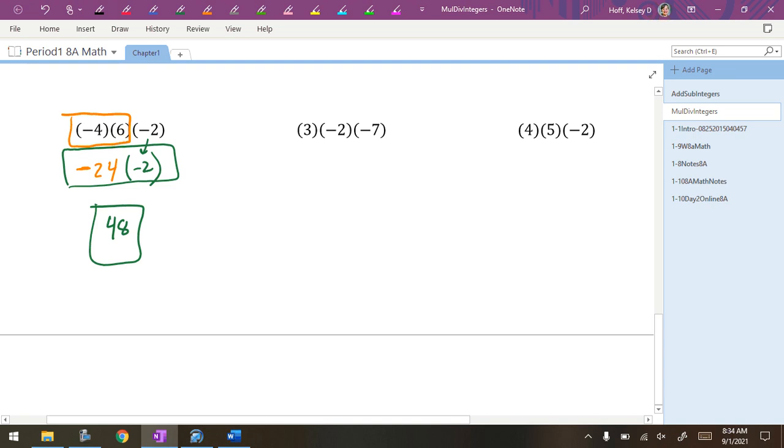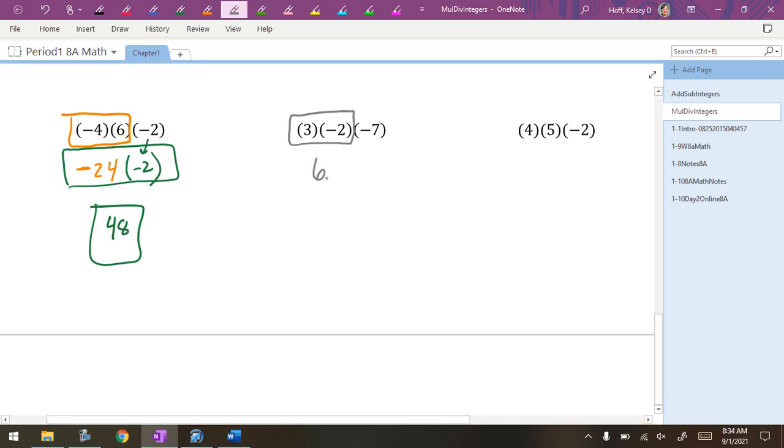Okay, let's do the next one together, and then I'm going to let you challenge yourself on the last one. Okay, 3 times negative 2 times negative 7. Nobody shout. First thing I want you to do is to take 3 times 2. Give yourself a chance to think. Ignore the sign. By the raise of your hand, who can tell me 3 times 2? Marilyn? 6.